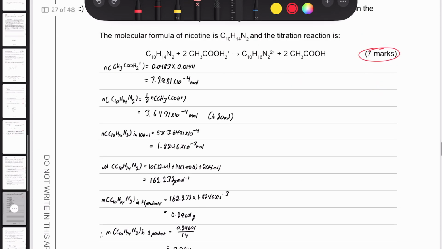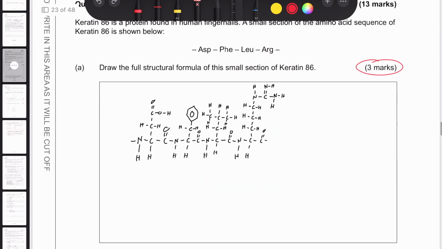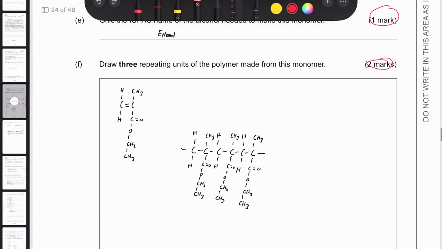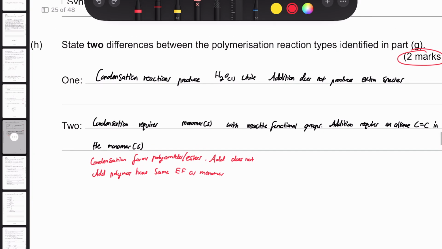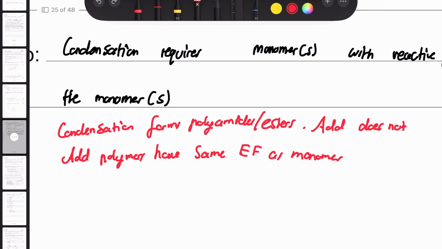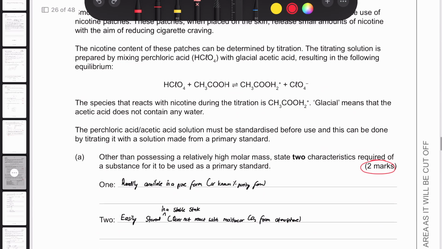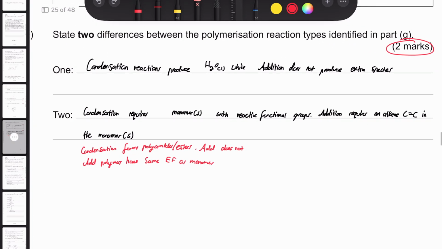Okay, on to section 3. This was fine, just really annoying to draw. Cysteine, these 1 markers were really easy to do. Yeah. So 2 differences. More differences you could have said was that condensation forms polyamides or esters and addition does not. And then addition polymers have the same empirical formula as their monomers, which condensation does not.